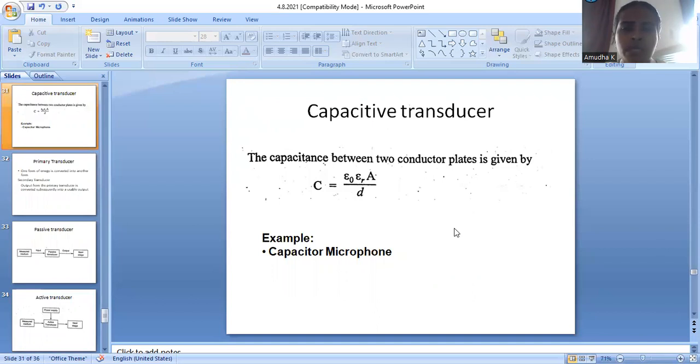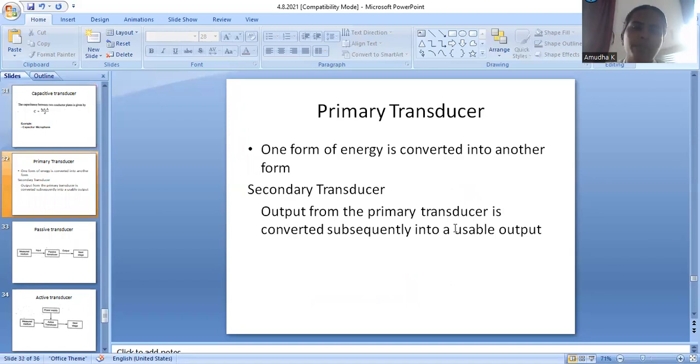For the capacitive transducer, the capacitance value is measured from the capacitance between two conductor plates. The formula is epsilon naught epsilon r A by d, depending on the area and the distance. An example of a capacitive transducer is the capacitor microphone. Then the primary transducer, in which one form of energy is converted into another form.